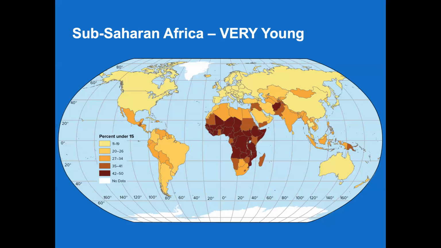It is very young. This is the percentage of population under the age of 15. Notice how in Africa, with very few exceptions, everybody sort of fits in this dark color here. That 42 to 50% of the population is under 15 years of age.